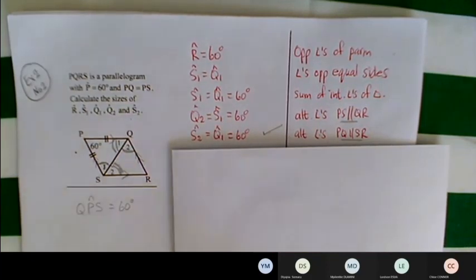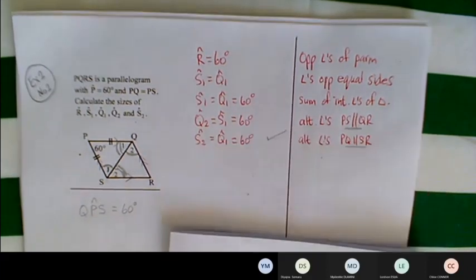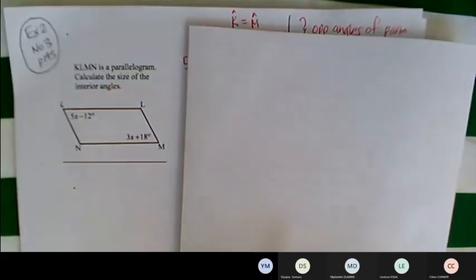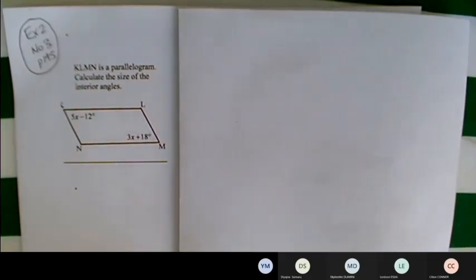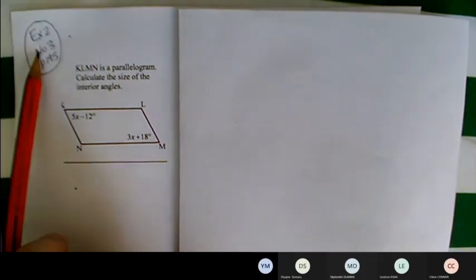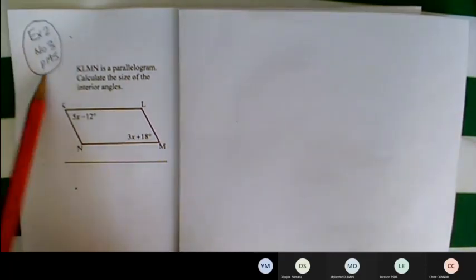Right, class, I hope you've written all that down. The next one we're going to is exercise 2, number 3, page 195. I'll repeat: exercise 2, number 3, page 195. Okay, you're able to see the diagram, I'm sure.